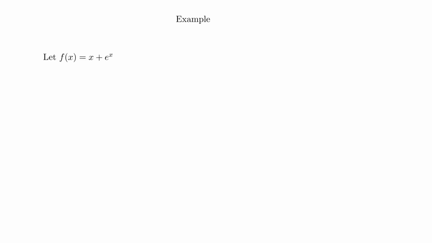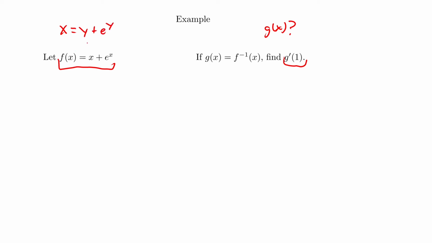So let's say I have something that looks like f of x equals x plus e to the x. And what I want to do is find g prime of 1. Now, if I were to try to find g of x directly, this is going to be very difficult, if not impossible, because if I try to swap the x's and the y's, I have something like y plus e to the y, and we're going to run into quite a few issues here. It's going to be really hard to solve for y.